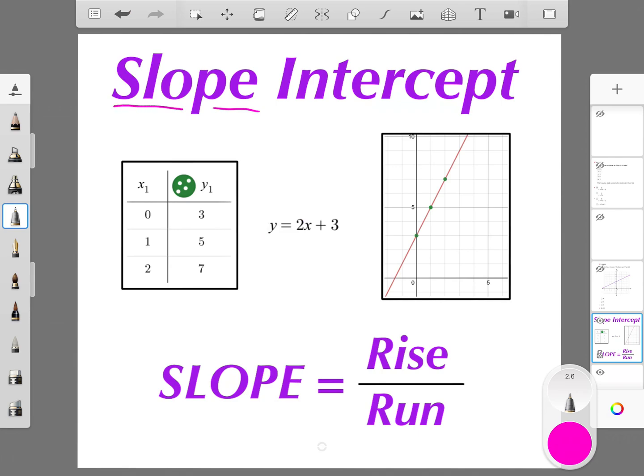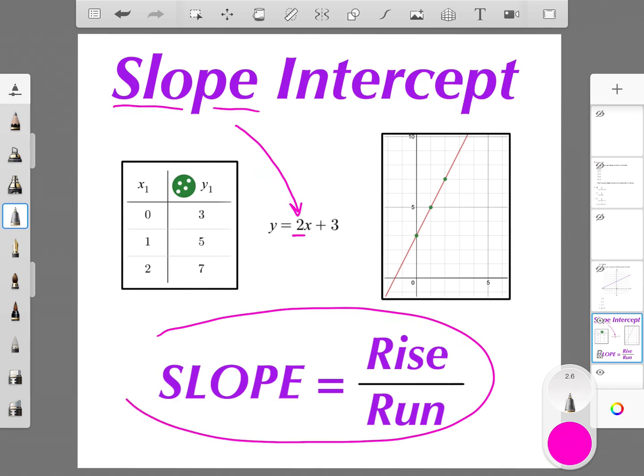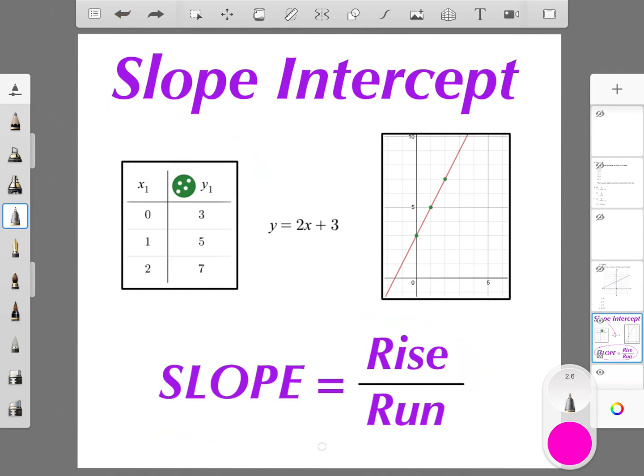When we talk about the slope of the function, we're always talking about a multiple of x. Slope goes right here next to the x. It's usually what we're multiplying x by. It can also be something we divide x by, but it's always right there next to the x variable. That's where slope belongs. And slope is the rise of the line divided by the run of the line. If you can remember rise over run, you're going to be in really good shape on these assignments.